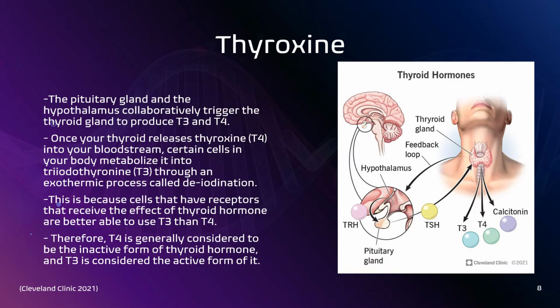So going to go back to the slide, I guess. Once your thyroid releases thyroxine, T4, into your bloodstream, certain cells in your body metabolize it into T3 through an exothermic process called deiodination. This is because cells that have receptors that receive the effect of thyroid hormone are better able to use T3 than T4. Therefore, T4 is generally considered to be the inactive form of thyroid hormones, and T3 is considered to be the active form of it.